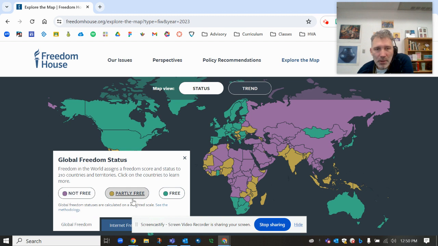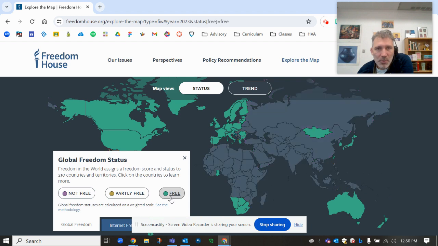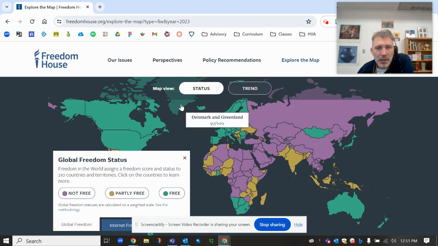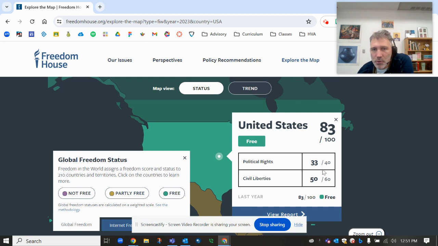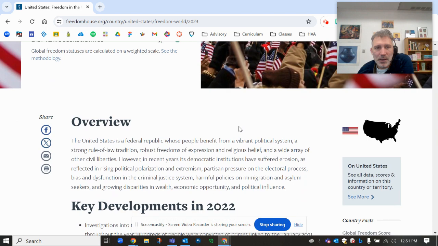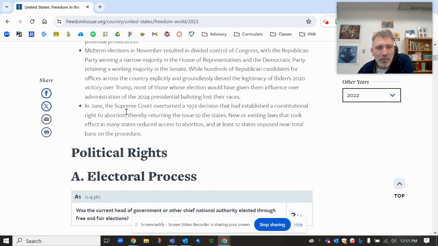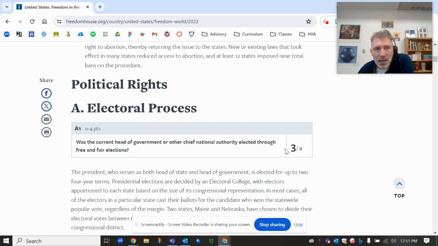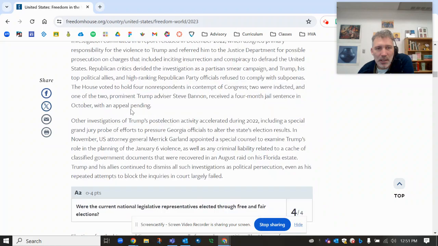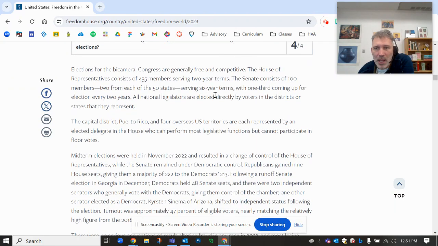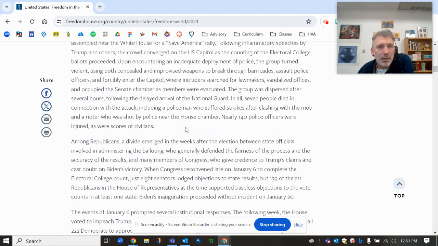Not free at all, partly free, and then free. You can find out more about what each of these means by clicking here. If you click on individual countries, it will tell you the political rights score, the civil rights score, and you can also view this report. So for the United States, it'll have a whole overview, key developments, and why we got a 3 out of 4 in terms of political rights, or I guess the electoral process. There's lots and lots of information in each of these, showing us how those scores were developed.